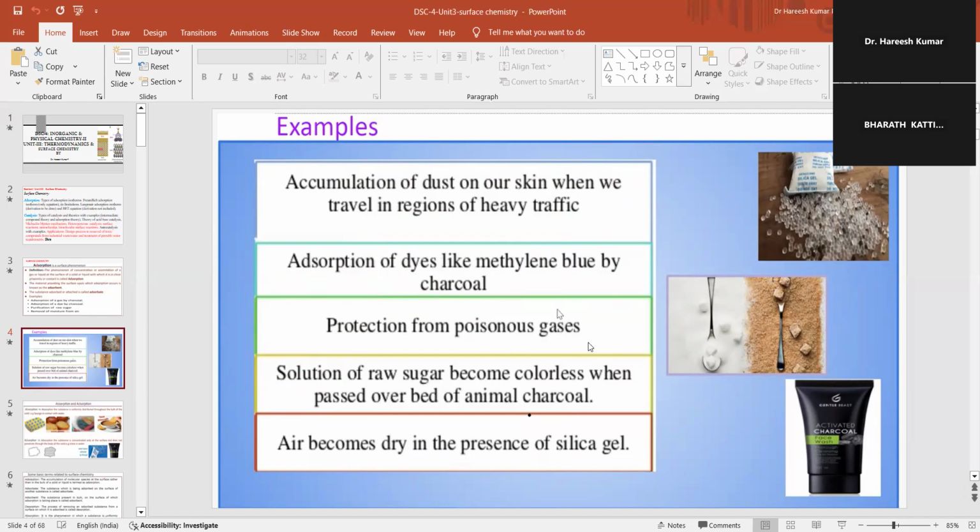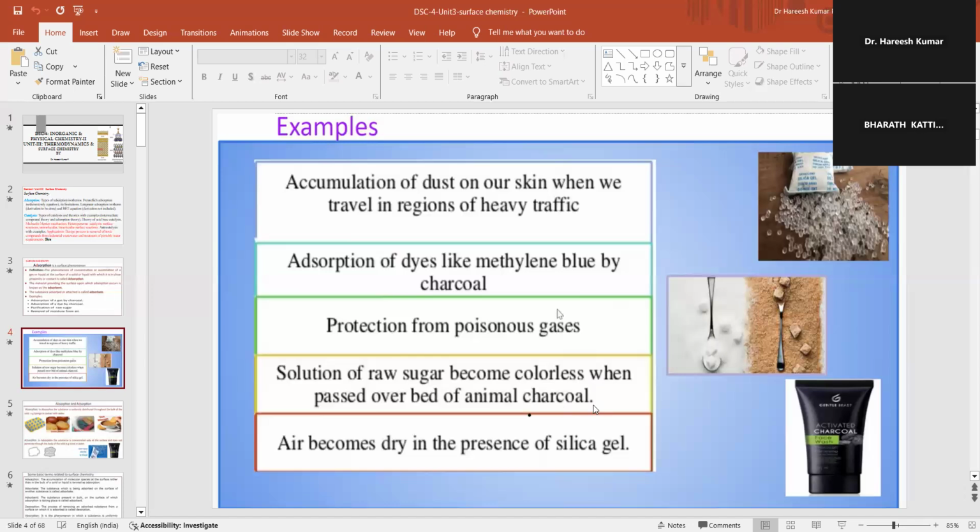Protection from the poisonous gas. More particularly, in the mining area, special masks are provided. Those masks contain charcoal. These charcoal adsorbs the poisonous gas which is entering. Then a solution of raw sugar. You can observe that this is the brown colored one. That means crude one or raw sugar. This can be converted into crystalline white by passing through a bed of animal charcoal.